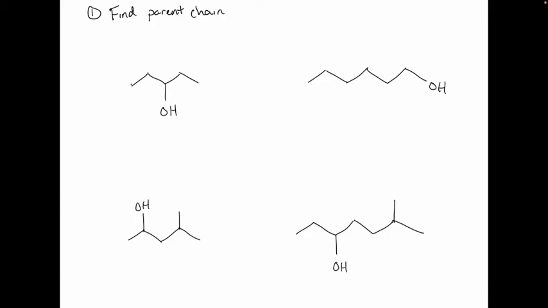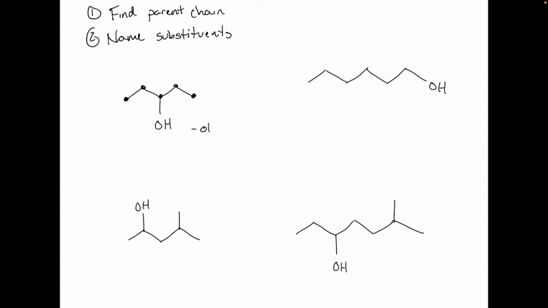All right, so in this one, I have these 1, 2, 3, 4, 5. And you're going to name the substituents. In this case, I have this OH group, so that's going to get that -ol suffix at the end. Step 3 is to number that parent chain. 1, 2, 3, 4, 5.